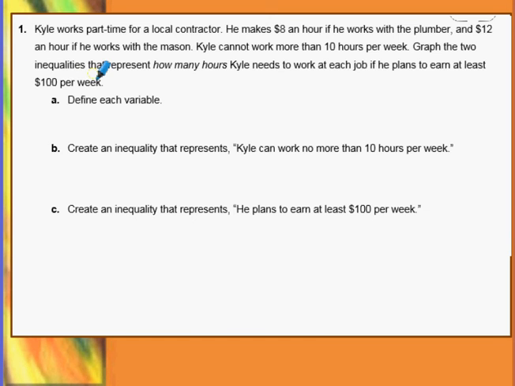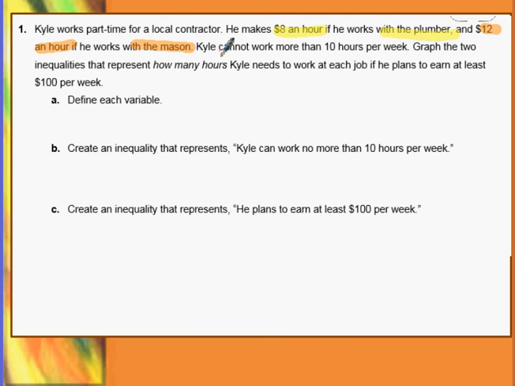Kyle works part-time for a local contractor, so doing some kind of construction work. He makes $8 an hour with the plumber and $12 an hour when he works with the mason, which usually deals with bricks. Okay, but he has some restraints. It says Kyle cannot work more than 10 hours per week. So he cannot work more than 10 hours.